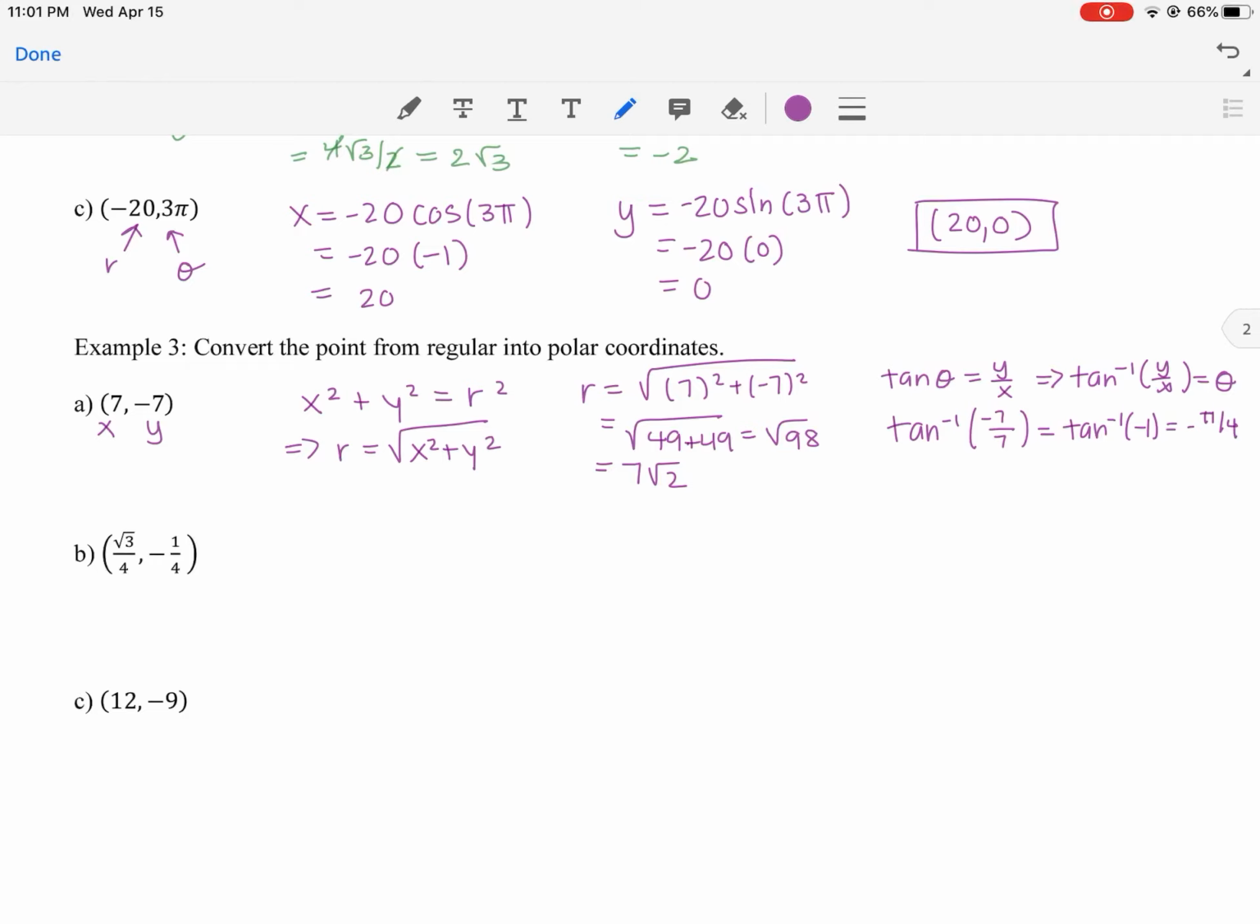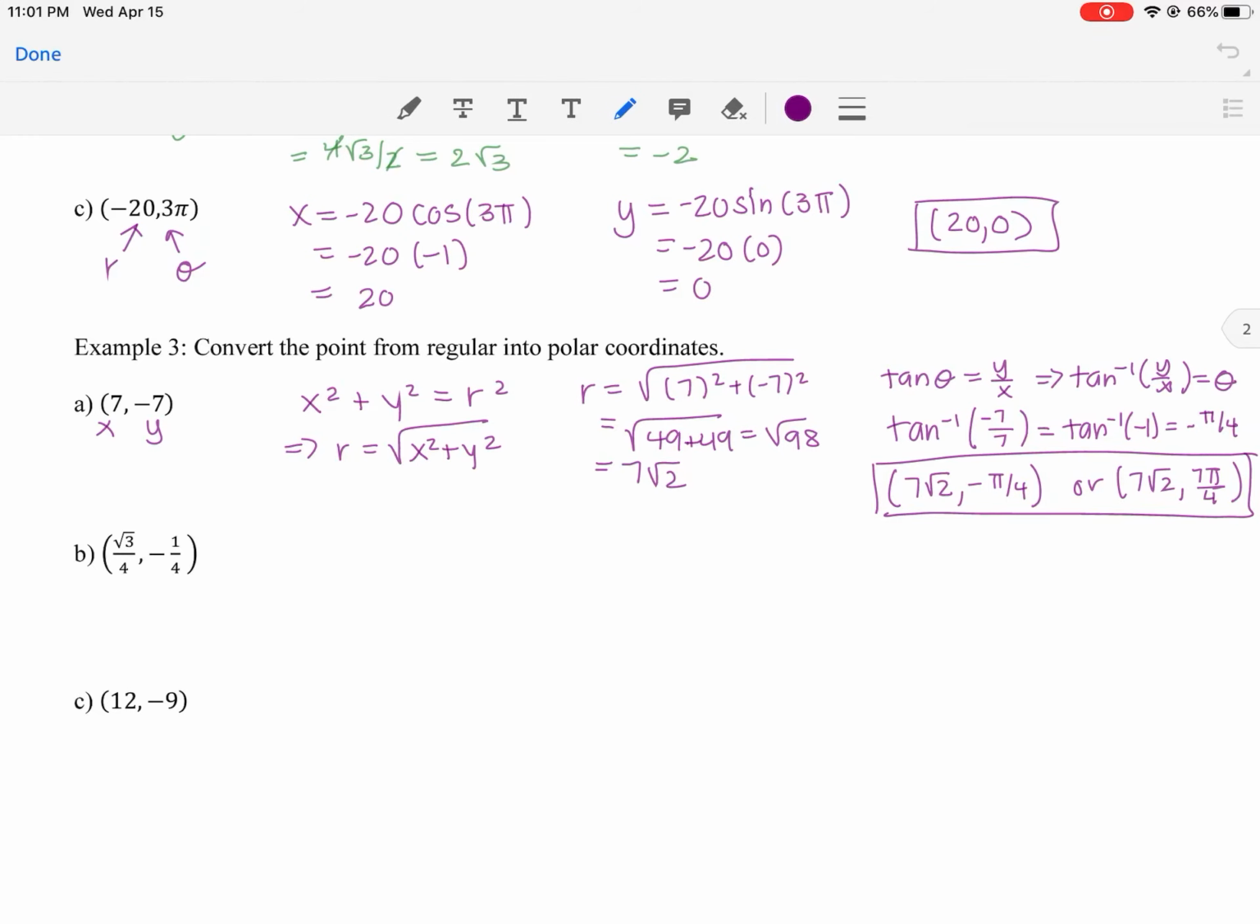And you can have that from that chart that you made above, or you may just know that, or you can use your calculator, right? However, in this case, I should say the radius is 7 square root of 2, and then I could say negative pi fourths. However, they often will say you can also use a positive, like use between 0 and 2 pi. So you should recognize that negative pi fourths is equivalent to 7 pi fourths. So either of these answers would be acceptable.